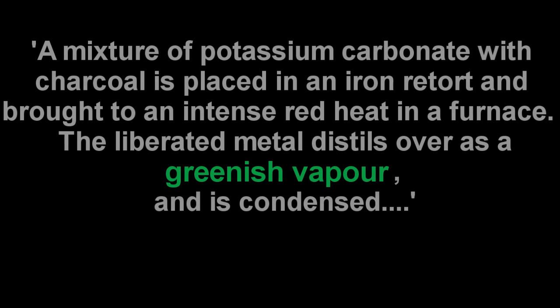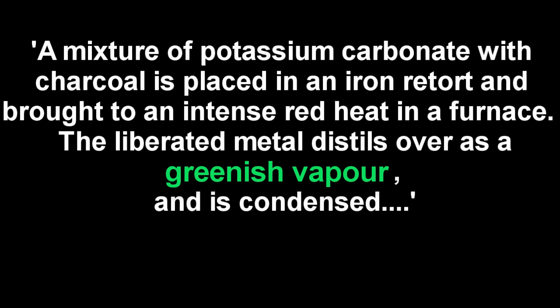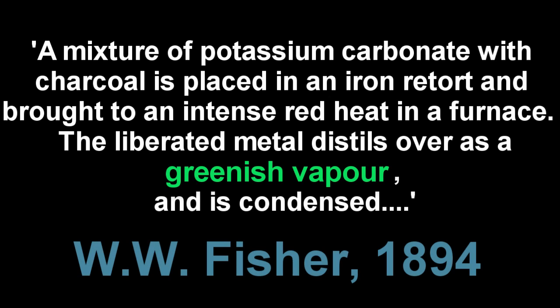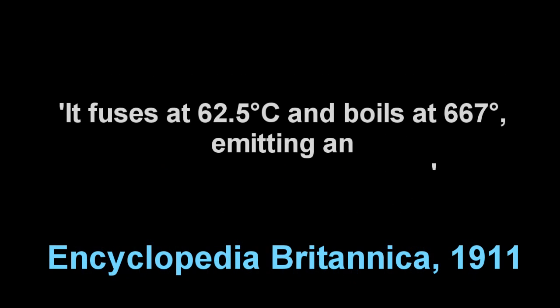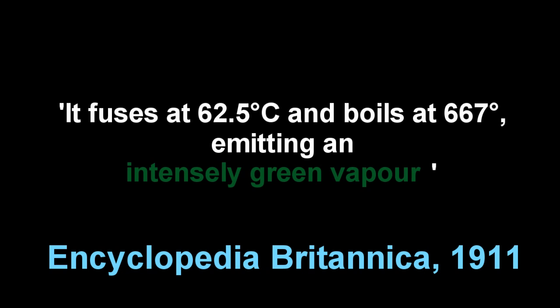This is an old description of the distillation of potassium. A mixture of potassium carbonate with charcoal is placed in an iron retort and brought under an intense red heat in a furnace. The liberated metal distills over as a greenish vapor. And from, would you believe it, the 1911 version of Encyclopedia Britannica: it fuses at 63 degrees Celsius and boils at 667, emitting an intensely green vapor.